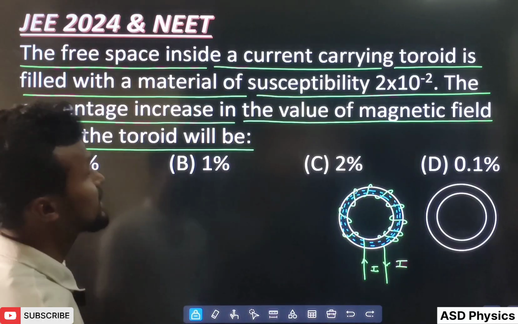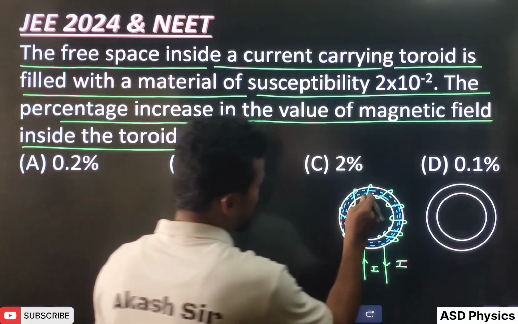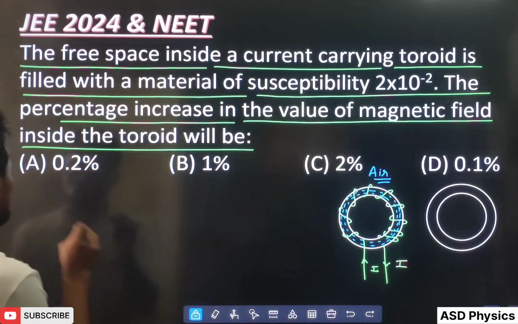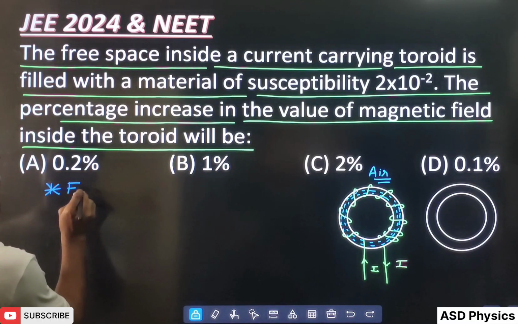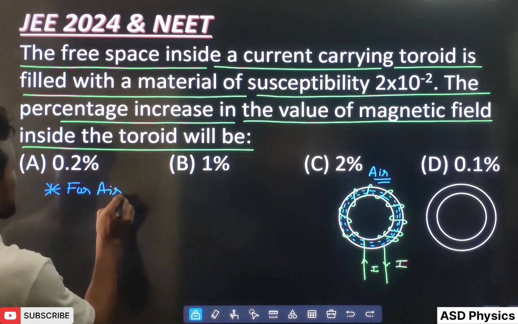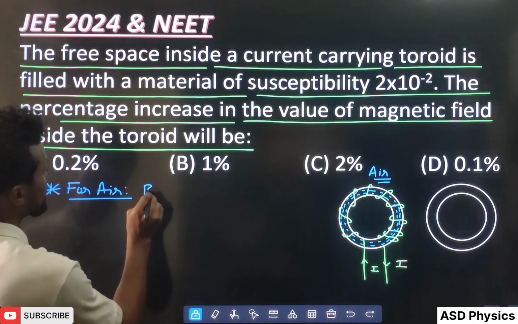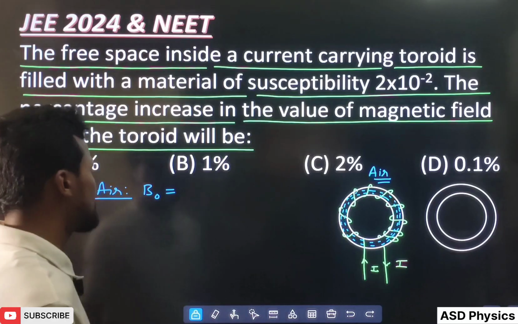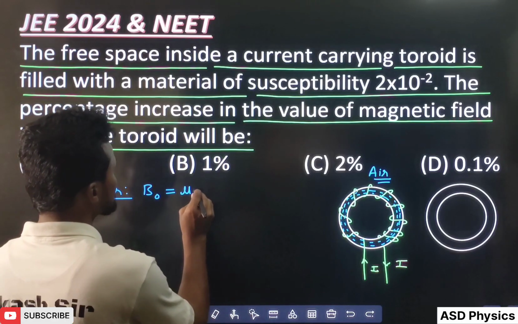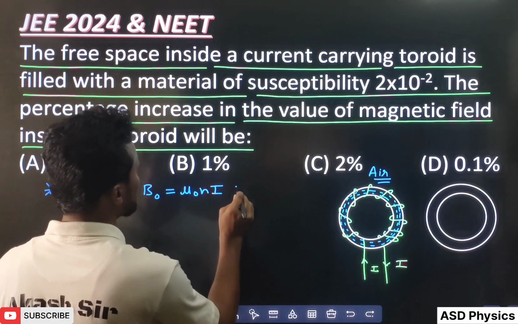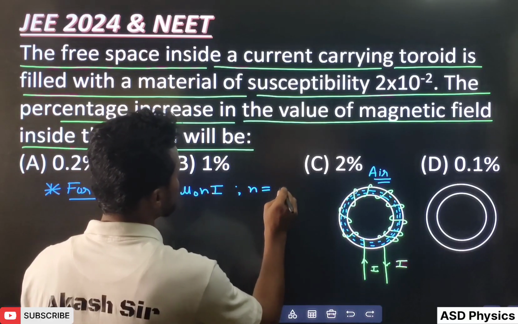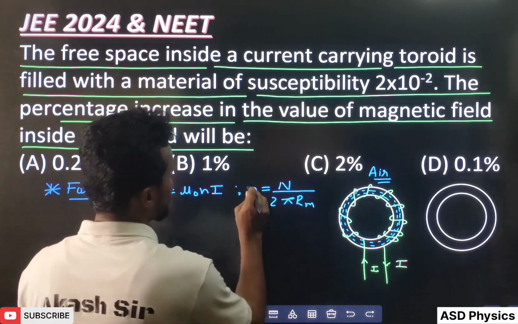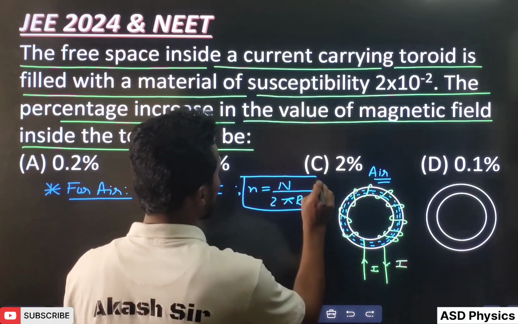So let's check first the case where air is there. For air, the first situation, the magnetic field B naught has the value given by the formula mu naught Ni, where N is the number of turns, divided by 2 pi Rm. And what is this Rm? Rm is called the mean radius.